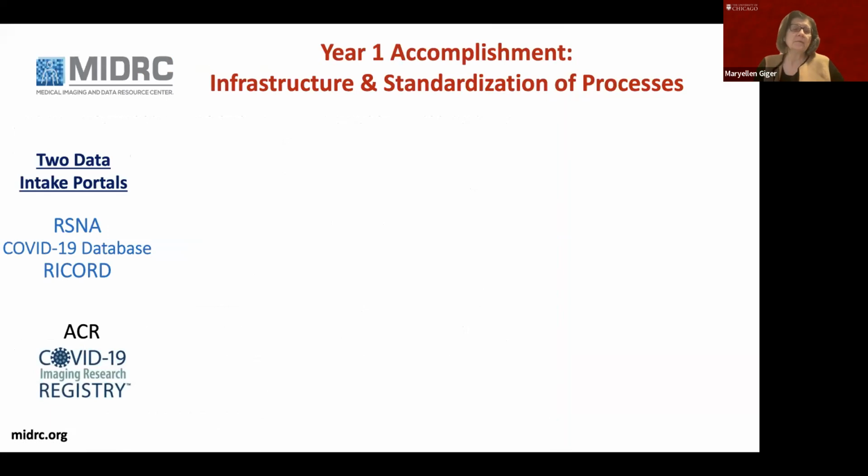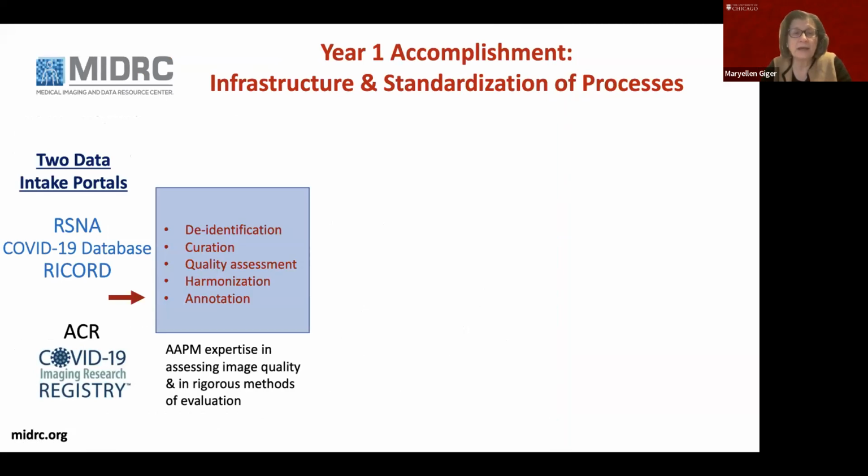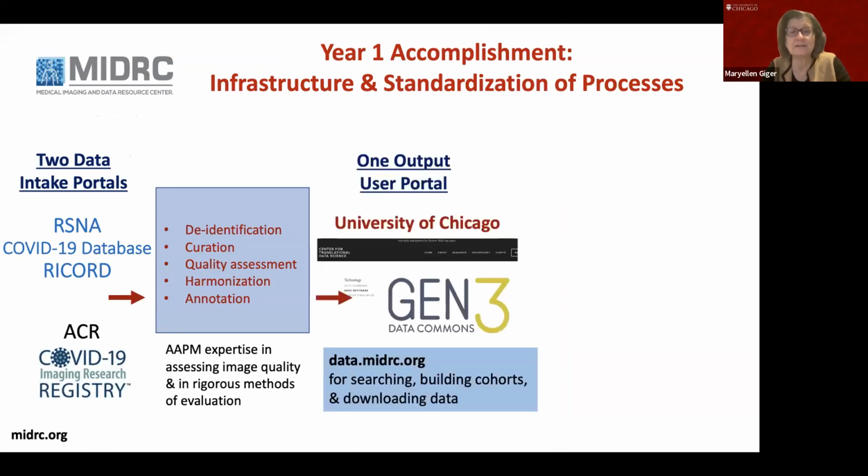So here we have two input portals, one through RSNA and one through ACR. Then it passes through and with the AAPM's expertise in assessing image quality and rigorous methods of evaluation, we have helped determine methods for de-identification, curation, quality assessment, harmonization, and annotation. We have one output portal. It's on the Gen3 Data Commons.